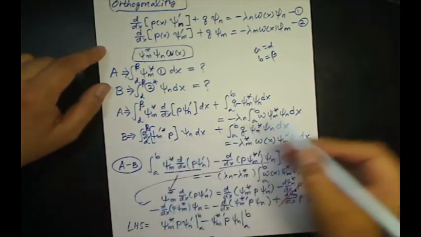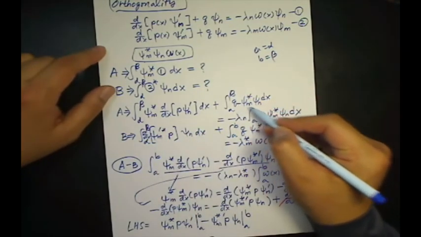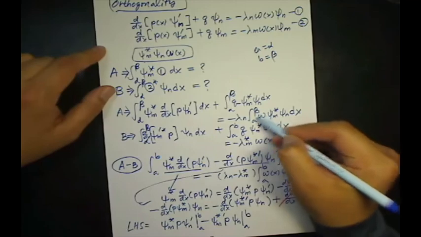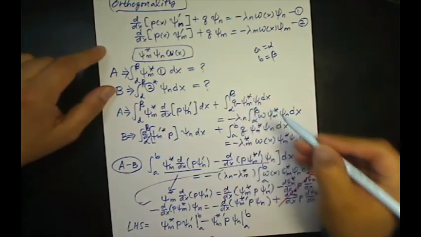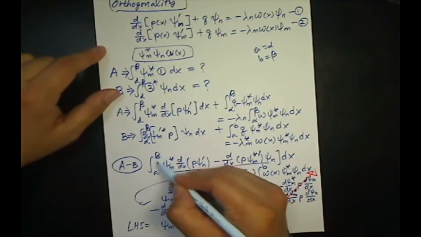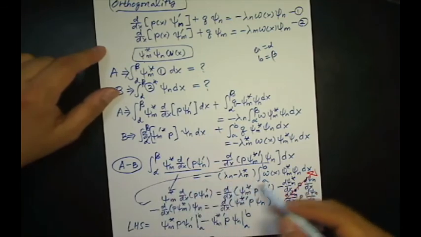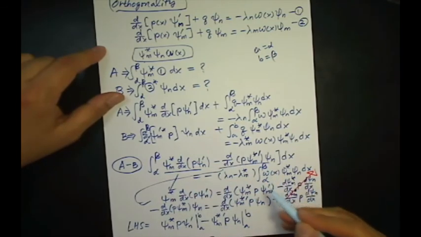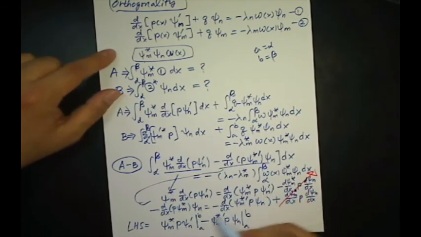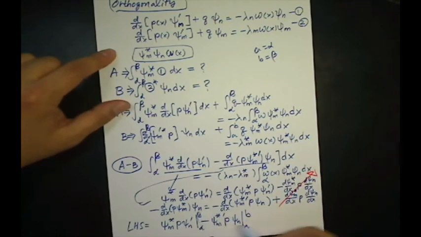Beta, alpha, beta, beta, alpha, alpha. So many. Beta, alpha, beta, alpha, alpha, beta. Okay.